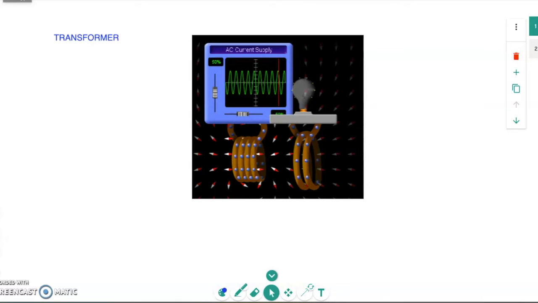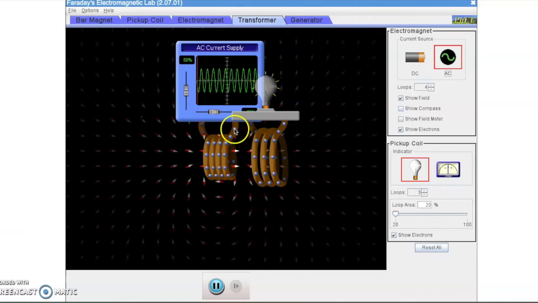Okay, the topic for today is transformer. I don't know what image you have when you think of the idea of transformer, but it does sound familiar, right? Well, transformer has got to do with the two coils that you see here. Now, let's take a look at how it actually works.